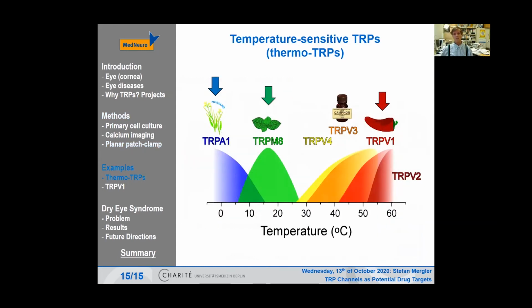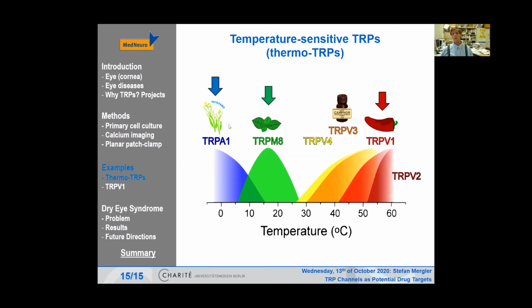Okay, coming to the next, I'm focusing on the temperature sensitive TRPs because in my view, the temperature is a major environmental factor for physiology and function of tissues, especially of the eye surface. And here's a summary showing, as you probably know, the temperature range of these channels. You can see the heat channels here and the cold receptors on the other side, in between the TRPV4 and TRPV3 channel.